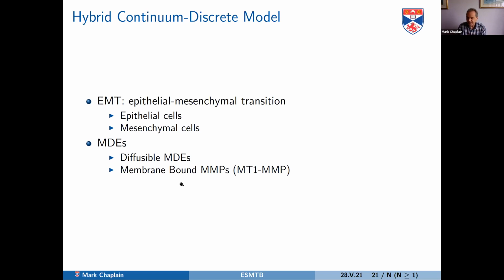The other aspect of invasion, which a lot more work has been done on, is the enzymes themselves. It's now known there is another class of enzymes in addition to MMPs and uPA, which are both diffusible and diffuse into the matrix. This other class is called membrane-bound MMPs. They're secreted and then rebound to receptors on the cancer cell surface. So that was another aspect of the invasion model that had to be improved upon.